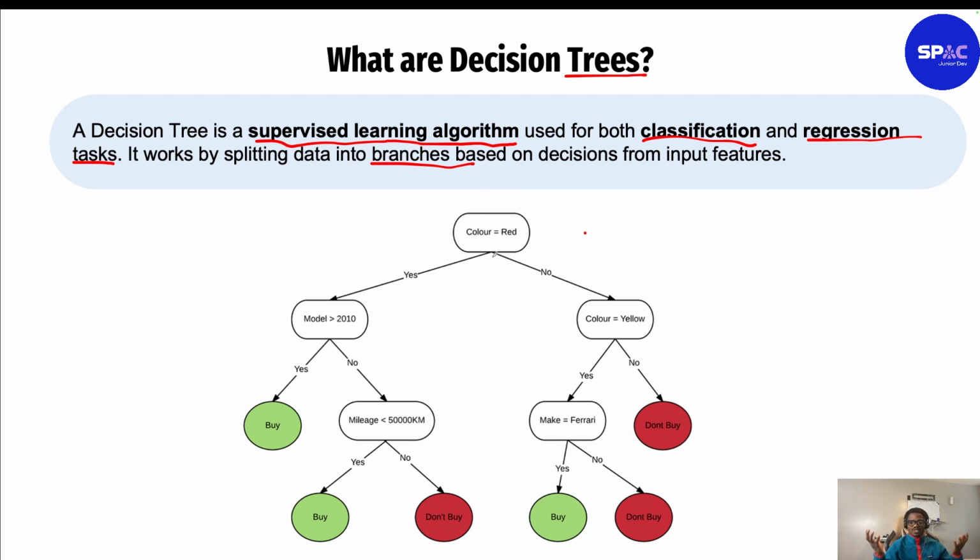It's more like a flow chart or algorithm. And in here, if the color is not red, if the color is yellow, but the car is a Ferrari, that's good, buy it. If the car is a Ferrari, you don't care what the color is. But if the color is yellow and the car is not a Ferrari, don't buy it. So you see, this is how the algorithm works.